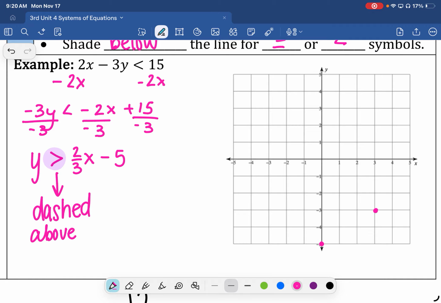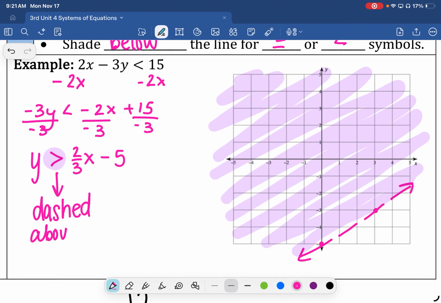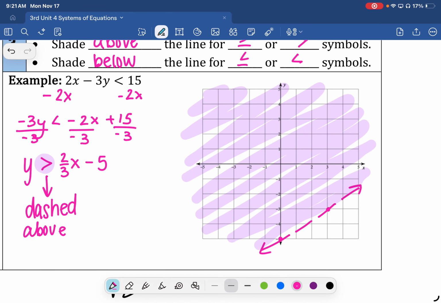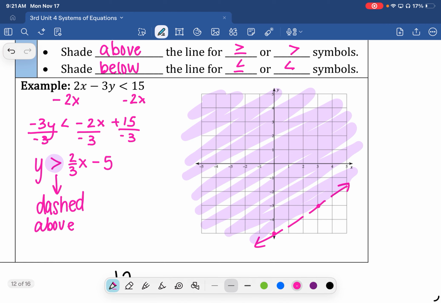So we are going to draw in a dashed line. Then we are going to take a highlighter and we are going to shade in the region above. And that represents the solution to that linear inequality. So from here, highlight the region above the dashed line.